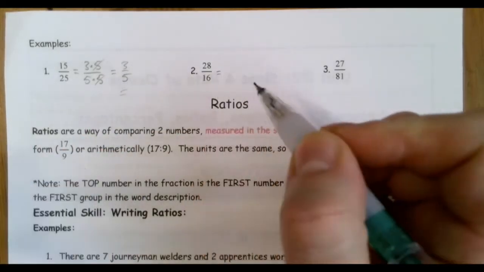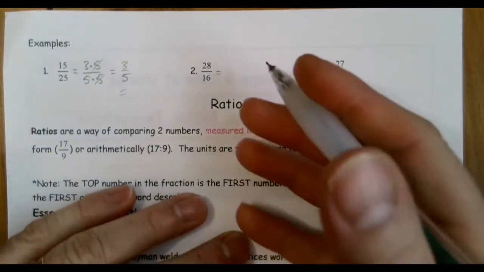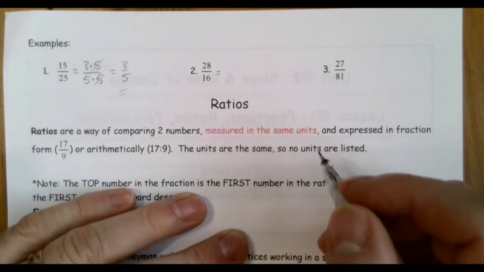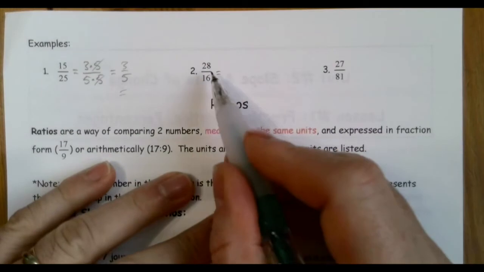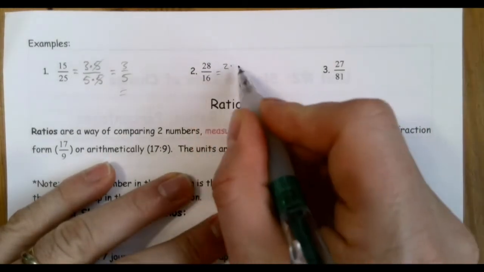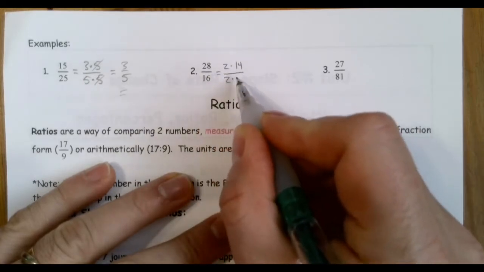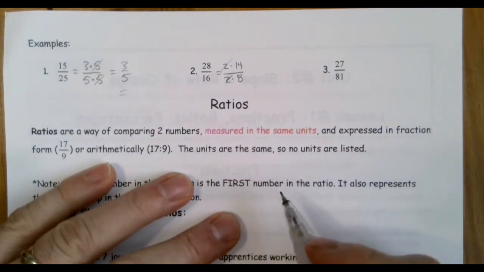28/16. Maybe you look at these and think, I don't know what to divide them by. I haven't got a clue. Well, okay, let's work with that. I do know that they're both even, so I can divide 28 by 2 and get 14. 16 divided by 2 is 8. Those 2's cancel, I divide 2 by 2, and that leaves me with 14/8.